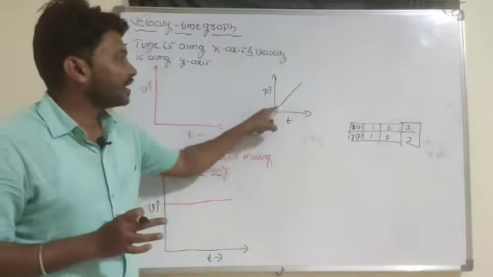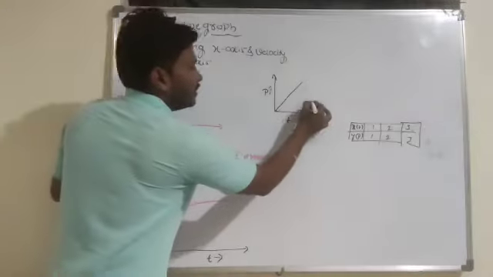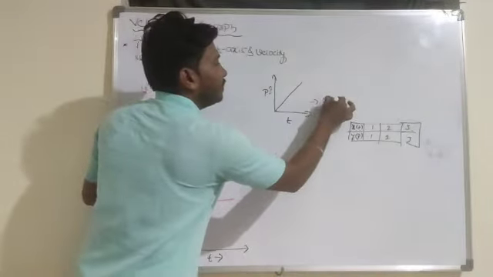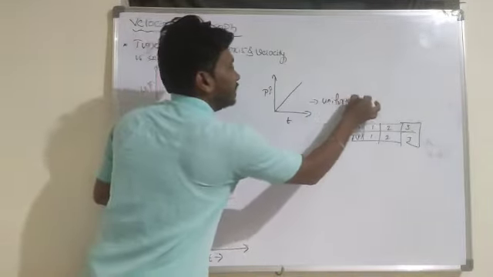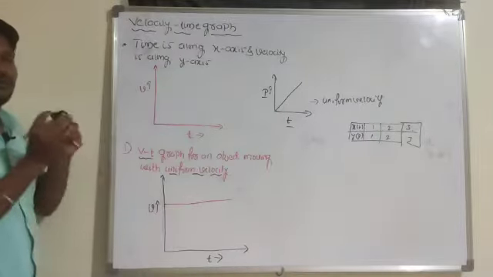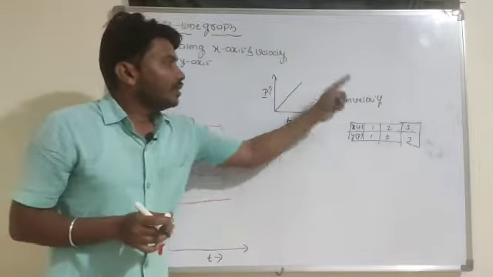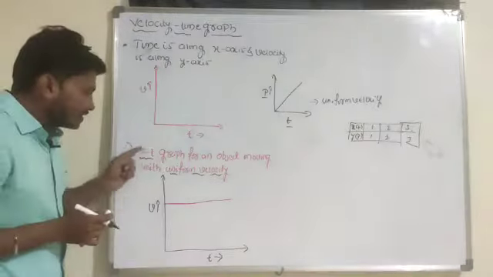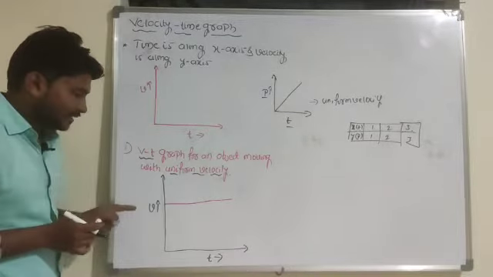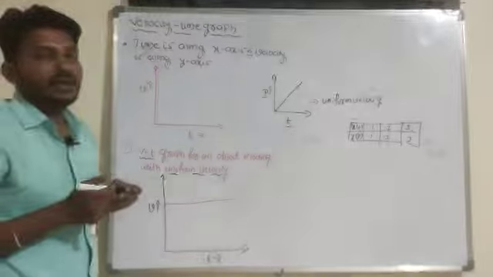So this is a straight line that passes through the origin in the case of an object moving with uniform velocity in a position-time graph. In the position-time graph, this is the nature of the graph for uniform velocity. The velocity-time graph for uniform velocity: the velocity value will not change, so it is a straight line parallel to the x-axis.